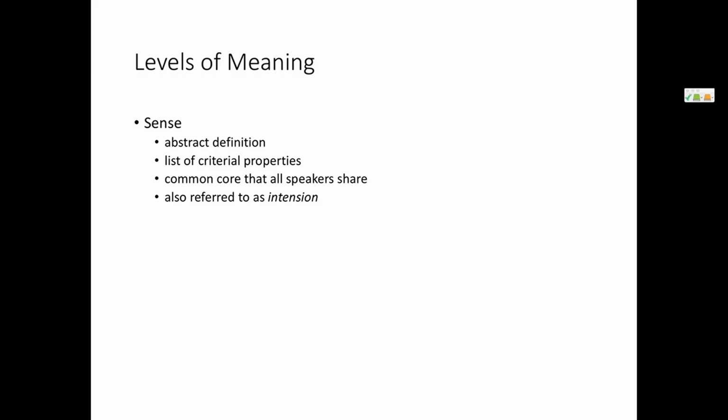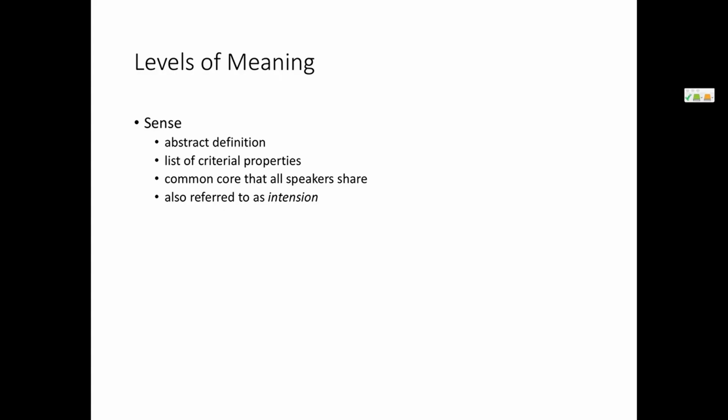So there's different levels of meaning. So there's sense, which is the abstract definition. So you have a list of criterial properties. Criterial properties is basically the definition, like for bird, the fact that it has feathers, the fact that it can fly, the fact that it has a long beak. Okay, and it's the common core. All speakers have a general idea about that. If you talk about a cat, something that says meow, small, covered with fur, cute, likes to live in the house, chase cats.